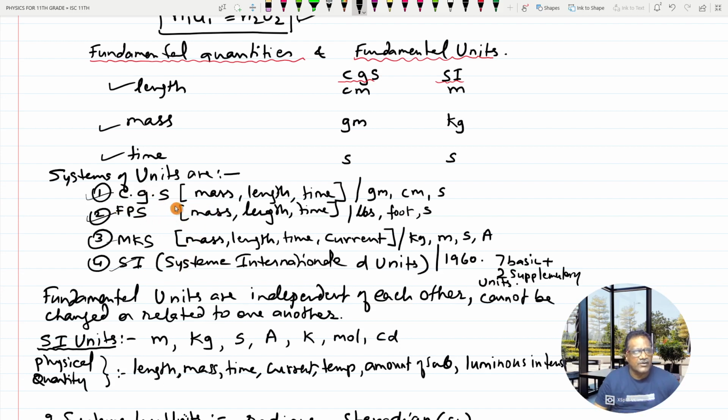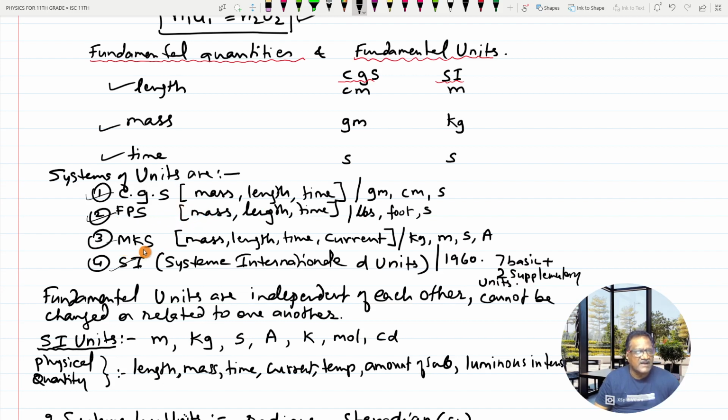CGS system stands for centimeter gram second. In the CGS system, mass is measured in gram, length is measured in centimeter, and time is measured in seconds. The full form of FPS system is foot, pound, second system. In this system, mass is measured in pounds, length is measured in foot, and time is measured in seconds. This system was also being used in the past.